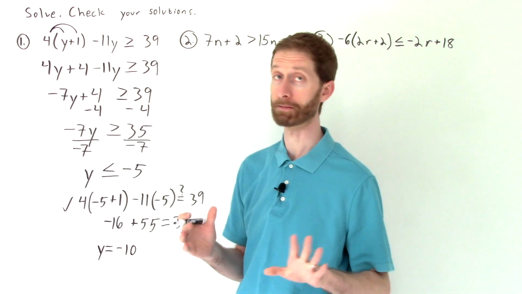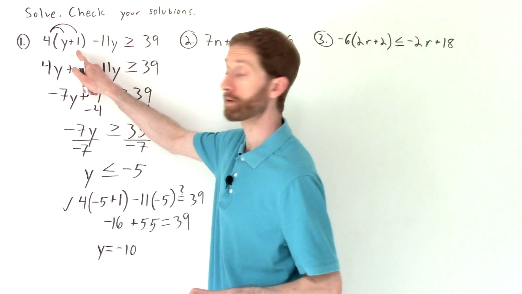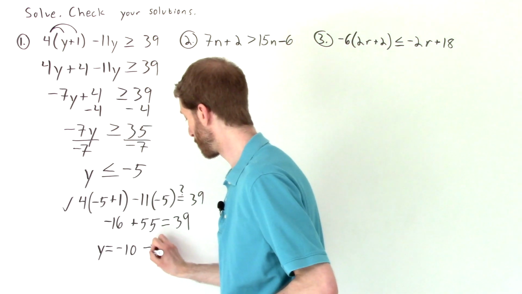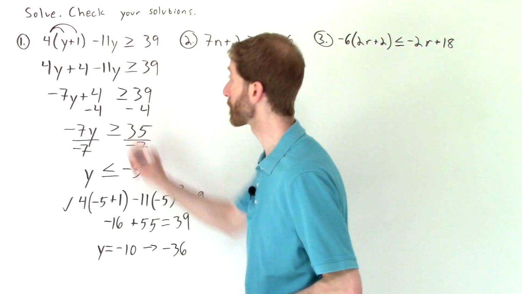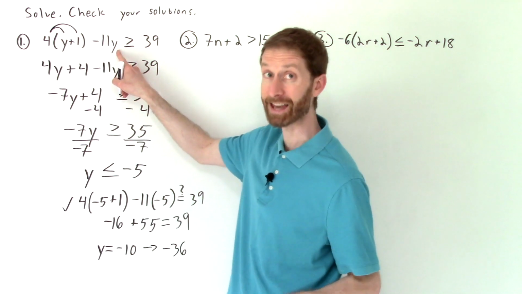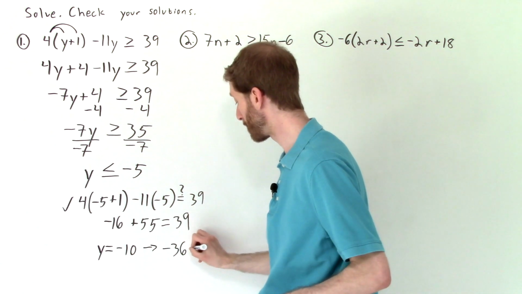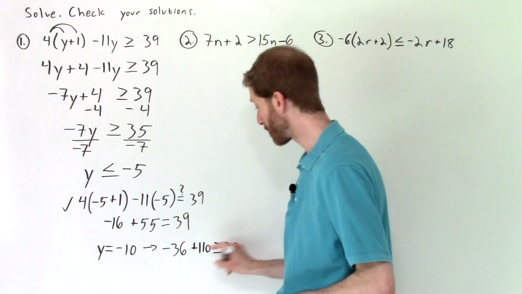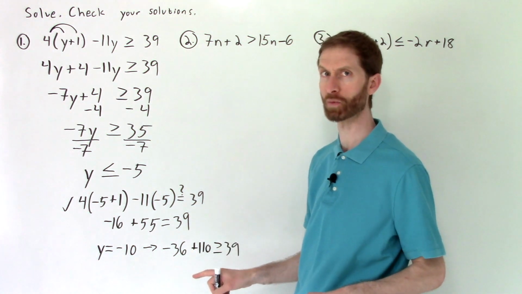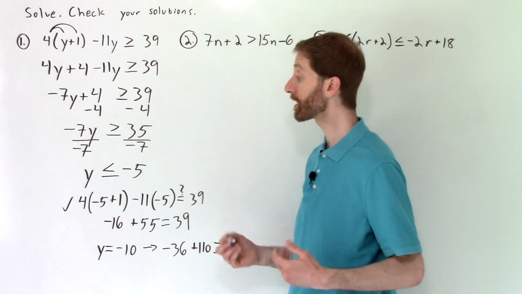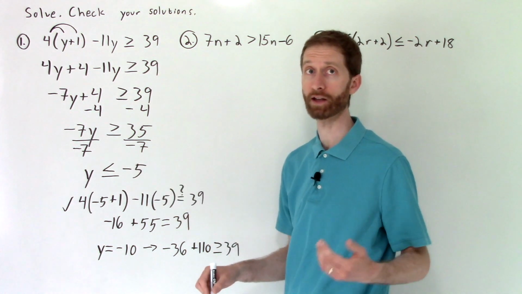I'm going to do this mentally. Negative 10 plus 1 is negative 9. Times 4 is negative 36. So I'm kind of keeping track of those numbers here. So that's negative 36 we get from here. Negative 11 times negative 10, we're plugging in, is positive 110. And without doing any math, you can look at this and say, wait a second, negative 36 plus 110? Oh yeah, that's definitely greater than or equal to 39. What that tells us is that our inequality sign in our answer is correct.